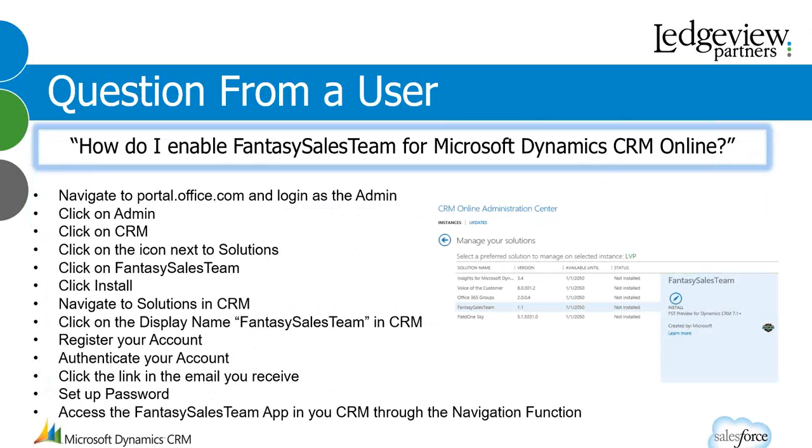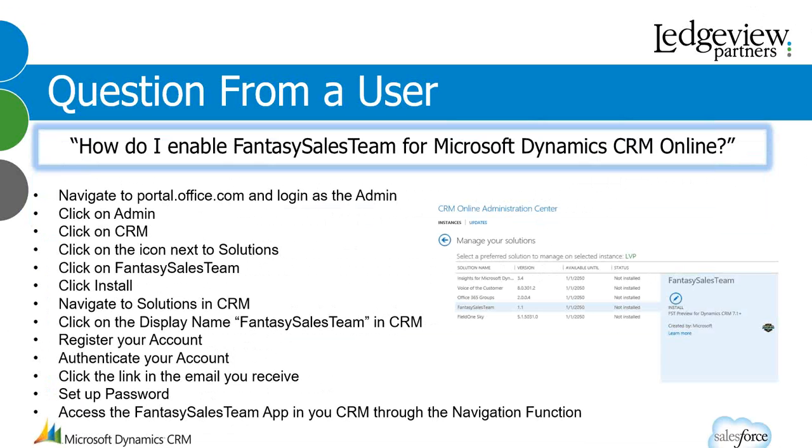So the way you can actually set this up in Dynamics CRM Online is, as long as you're an admin, navigate to portal.office.com, log in with your admin credentials, click on the admin section on the lower left, click on the CRM, click on the icon next to solutions, and then it'll bring up this screen, as you can see on the right-hand side of the slide here, where it says Manage Your Solutions. Click on Fantasy Sales Team, and then click on Install.